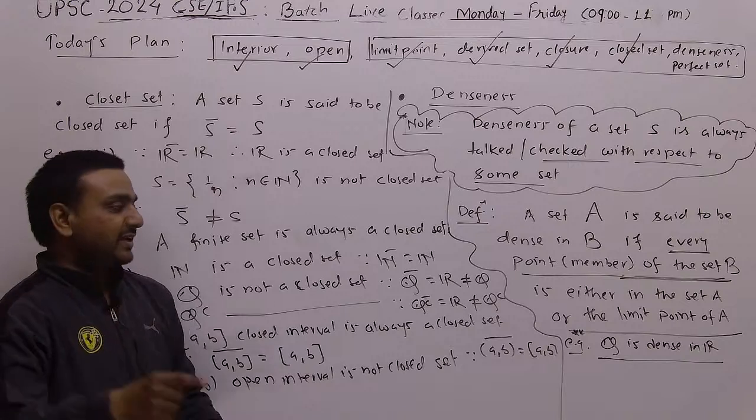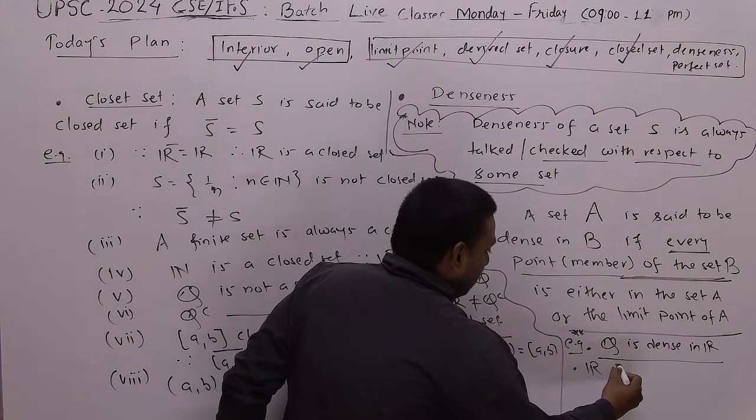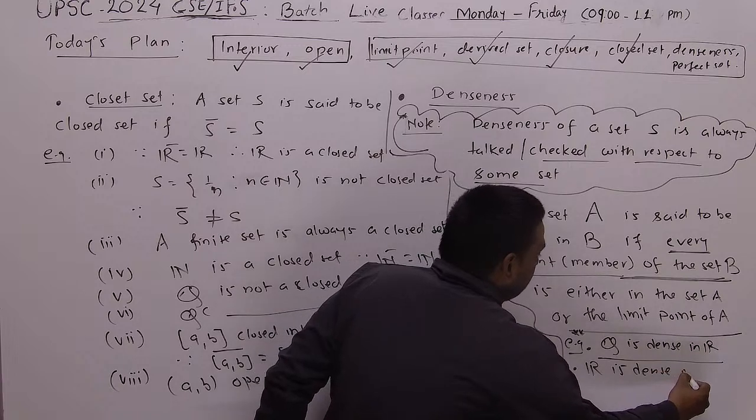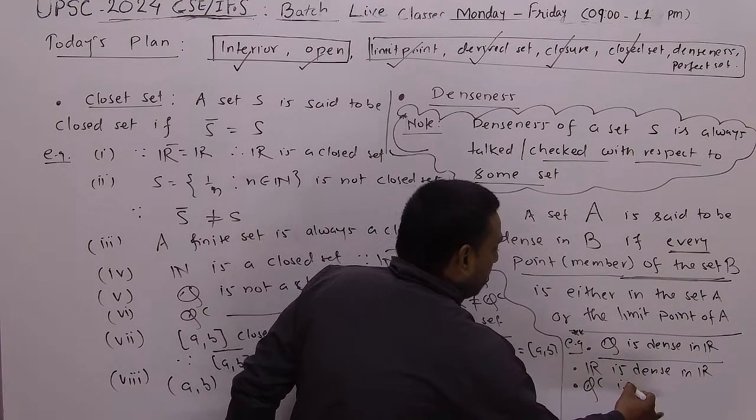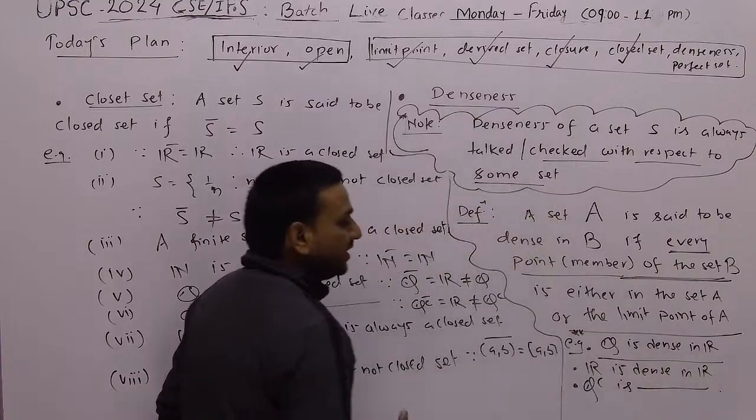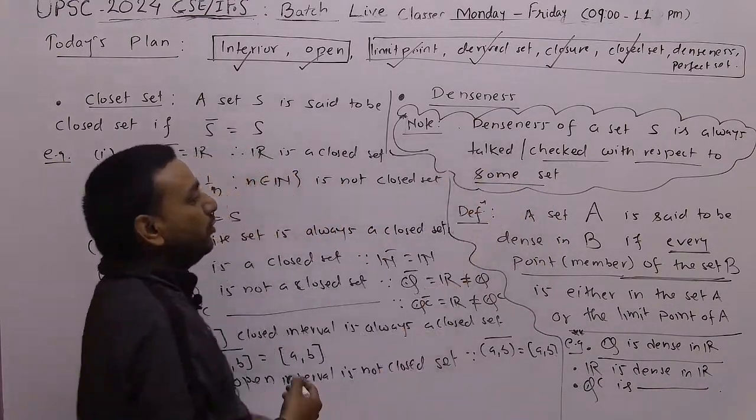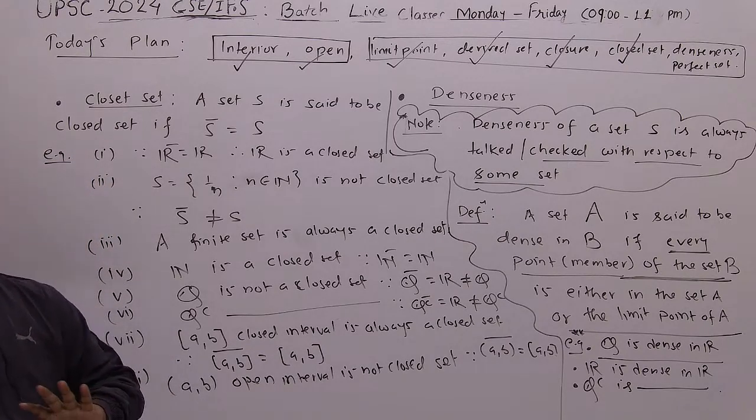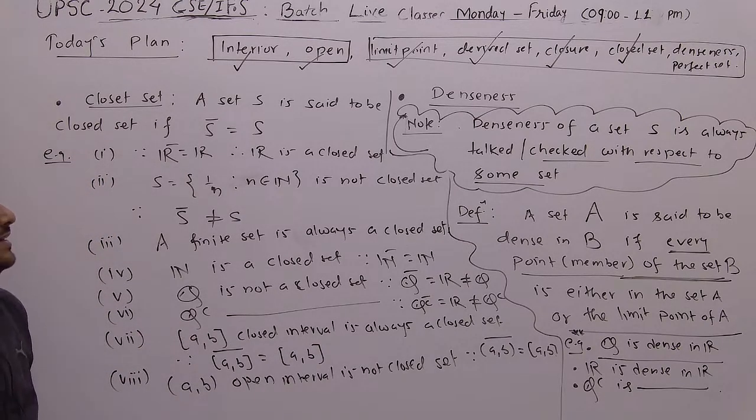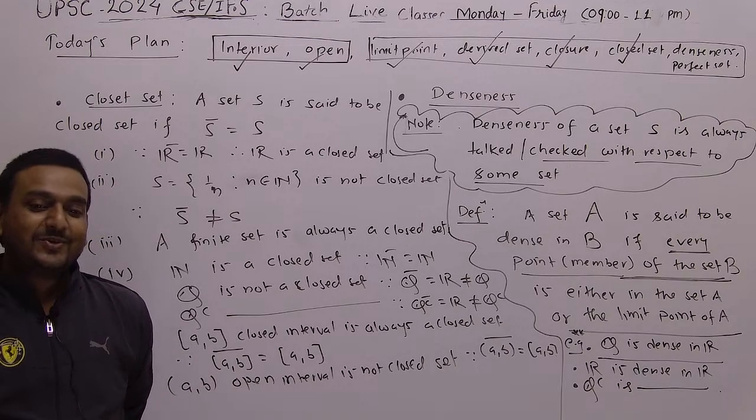Tell me with full confidence. Similarly, you can talk about R being dense in R. Similarly, you can talk about Q complement being dense in R. So denseness is always talked about with respect to some set. I guess this will be clear to all. Denseness, please say yes or no.